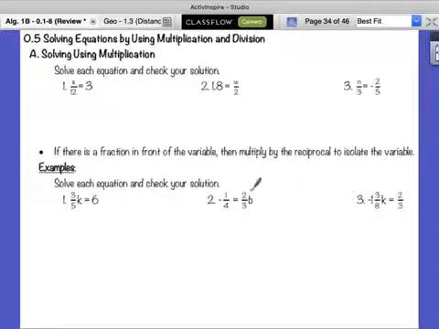All right, let's look over here at the sideboard. Algebra 1B on Tuesday, the 25th of August. Students will be able to solve equations with multiplication and division. So we're going to be in 0.5 today. We were in 0.4 last time, right?